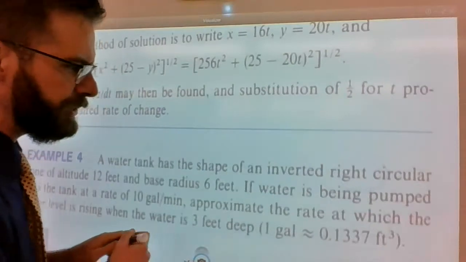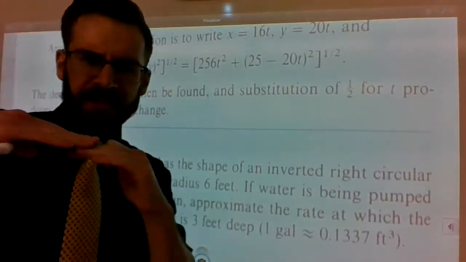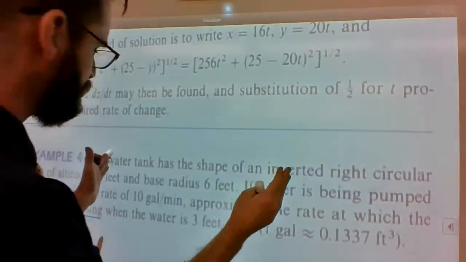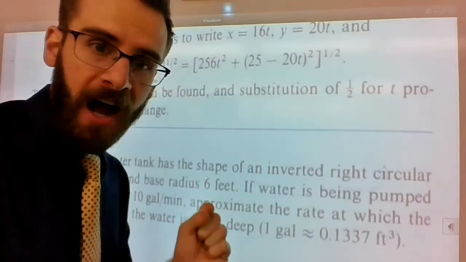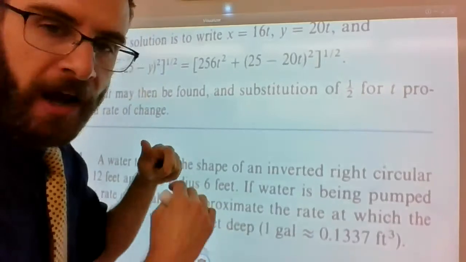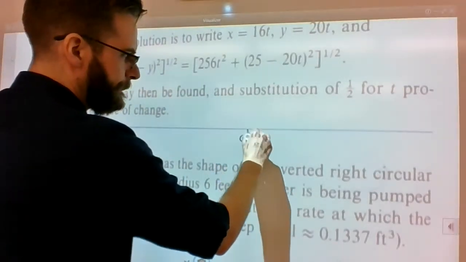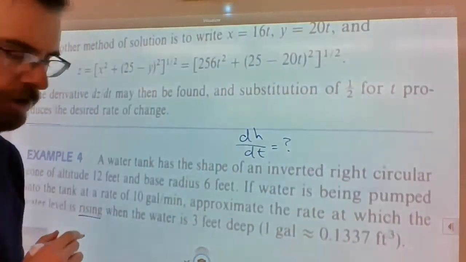So usually when you guys see things like rising, we're thinking a dy dt, or in this case, we're talking about a right circular cone, which has a formula 1/3 pi r squared h as its volume. You'll see why I'm using volume in a second. So dH dt is sort of like the aha. That's the thing we're trying to solve for.